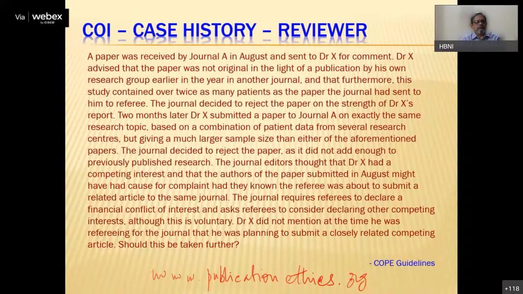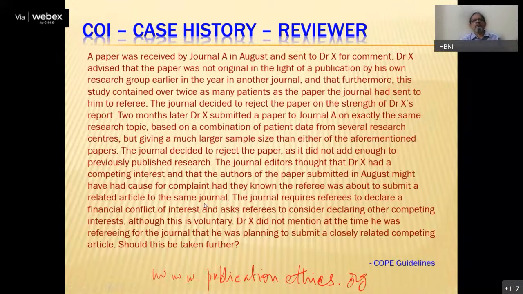And the journal decided to reject the paper as it did not add enough to the previously published research. Why? Because the journal editors thought that Dr. X had a competing interest. Dr. X actually had a competing interest, and the authors of the paper submitted in August earlier might have had cause for complaint had they known the referee was about to submit a related article to the same journal.